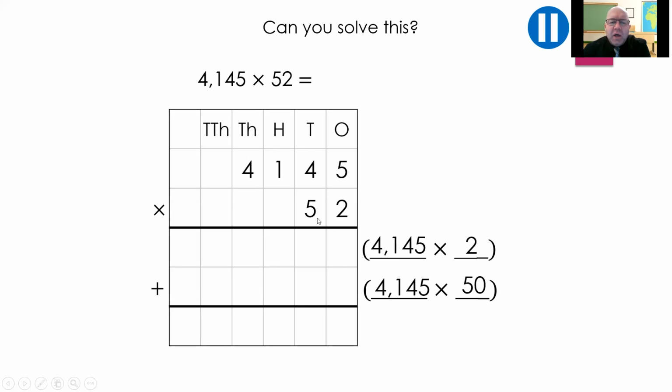Right. So we start with our partitioning. We're going to deal with the 52 in two parts, the 2 and then the 50. So 4,145 times 2 is 8,290. Okay. Hopefully on your workings, you've got the same answer as me. Then we do 4,145 times 50. Remember your placeholder and then multiply by 5.